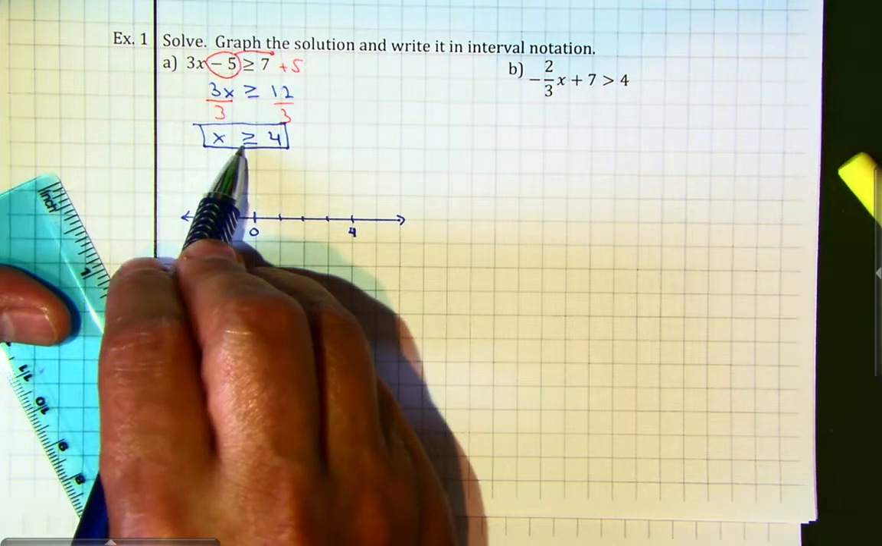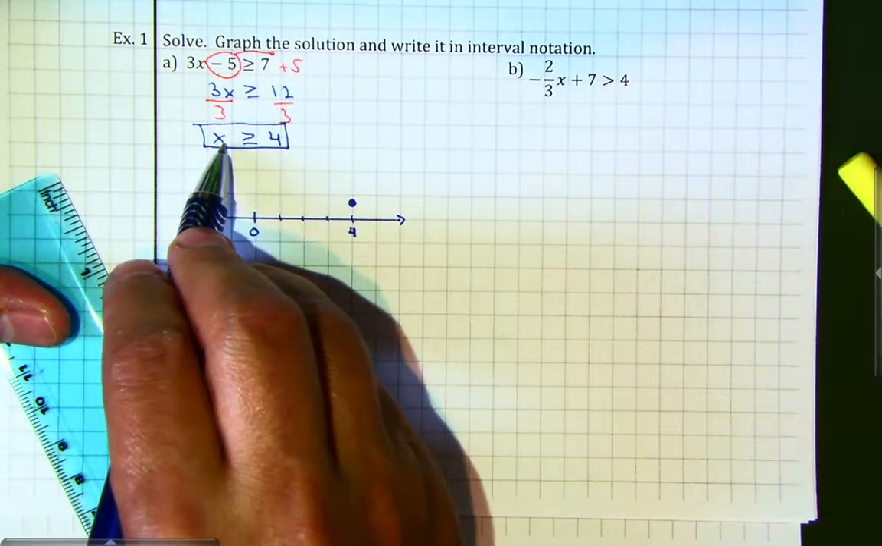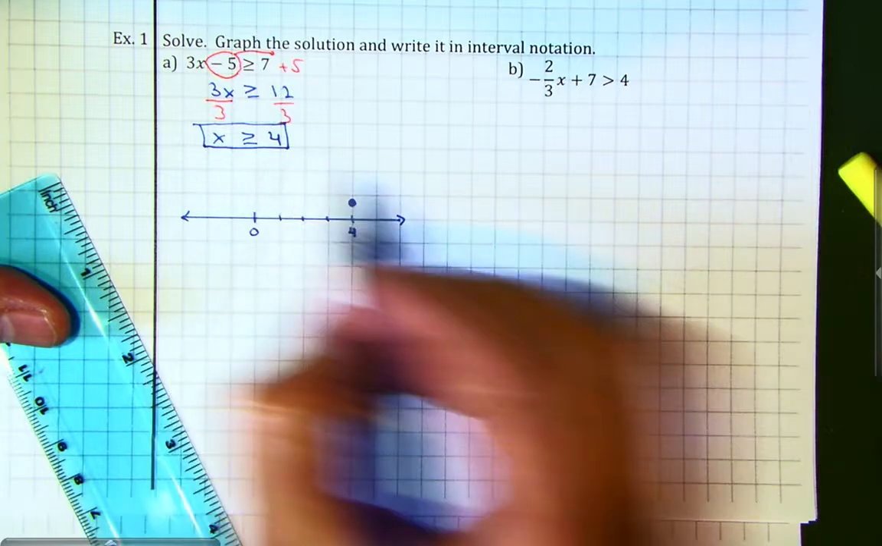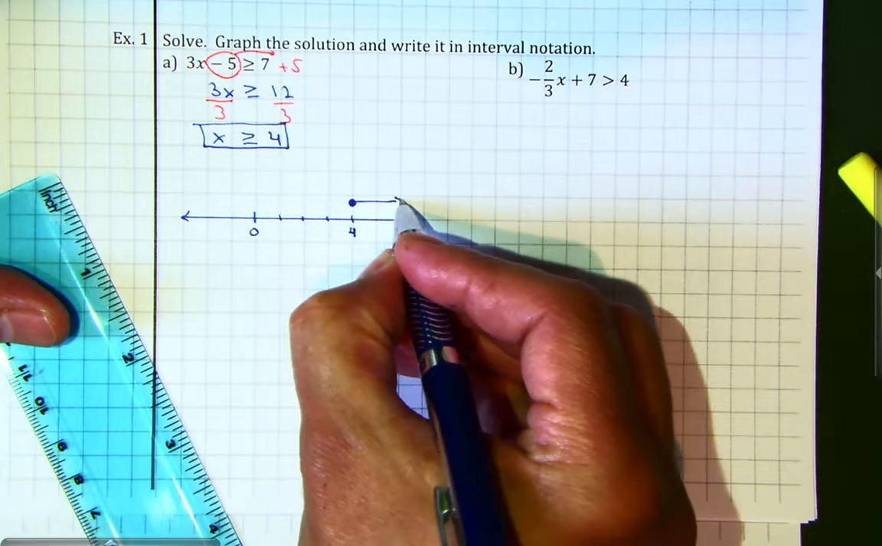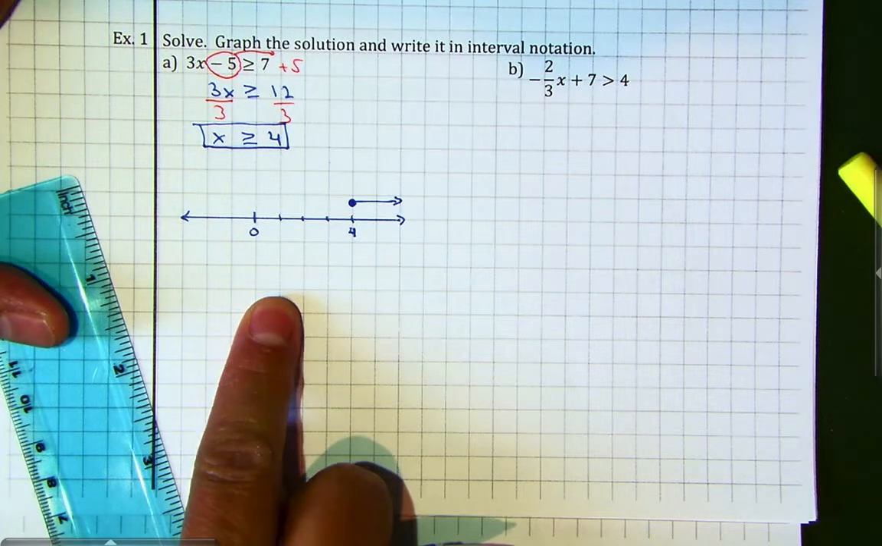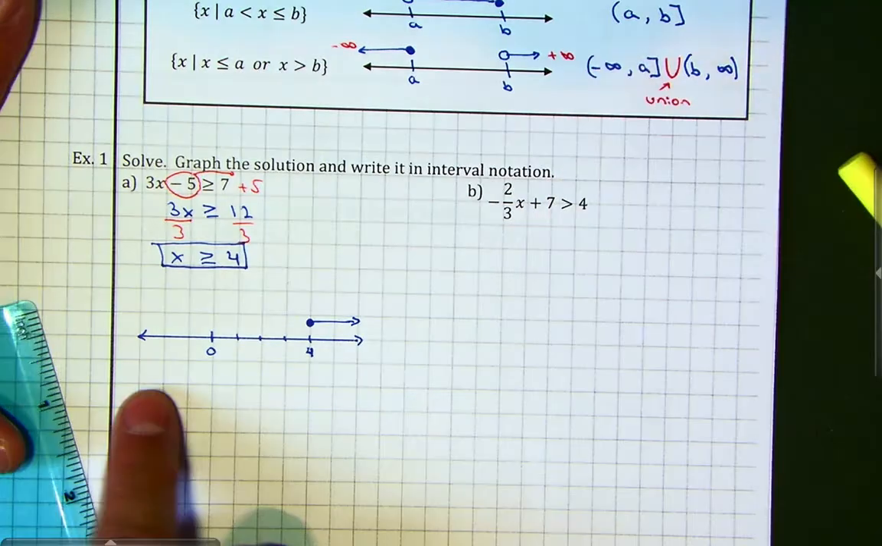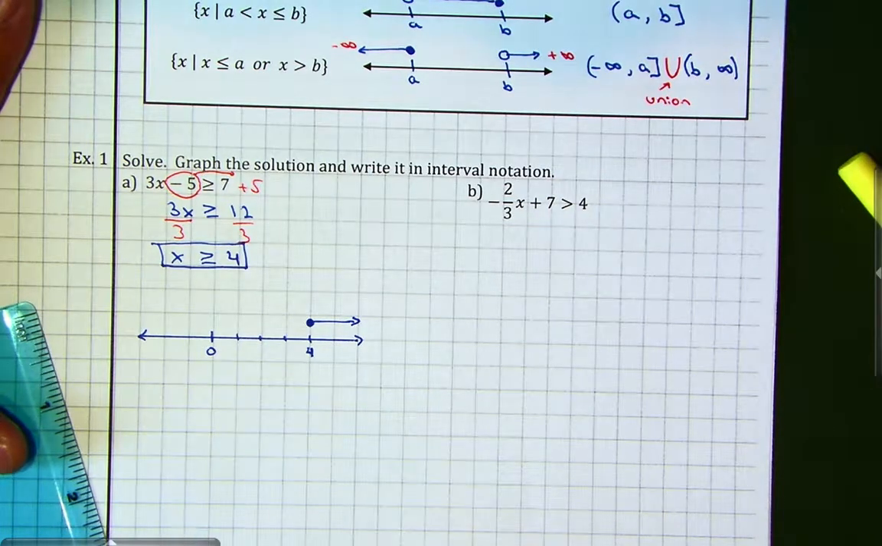It's going to be closed. And my solution is all the numbers that are greater than or equal to 4, so therefore it will be to the right. So now go ahead and write down the interval notation, just like we did over here, and see what you get. Go and pause it.